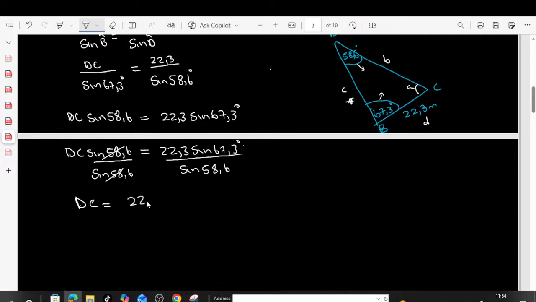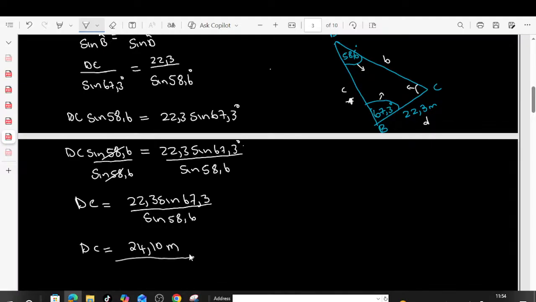So DC is 2.3 the sine of that 67.3, and everything divided by the sine of that 58.6. So when you put this on the calculator, what do you get? 24.10 meter. Thank you. So this will be 24.10 meter.